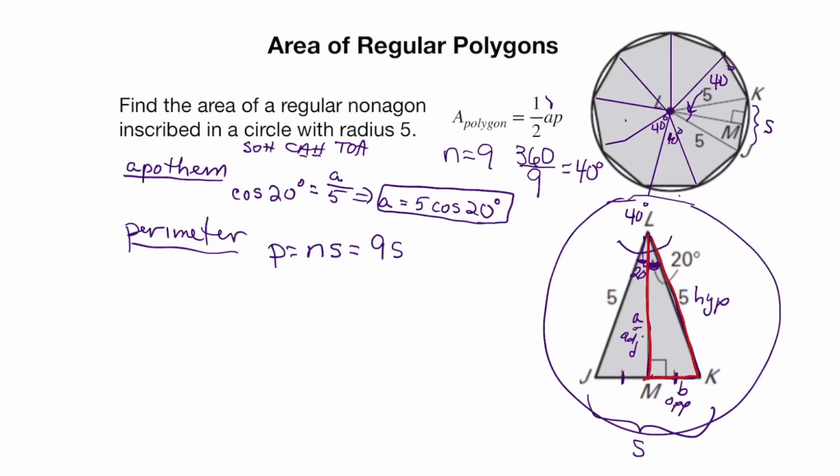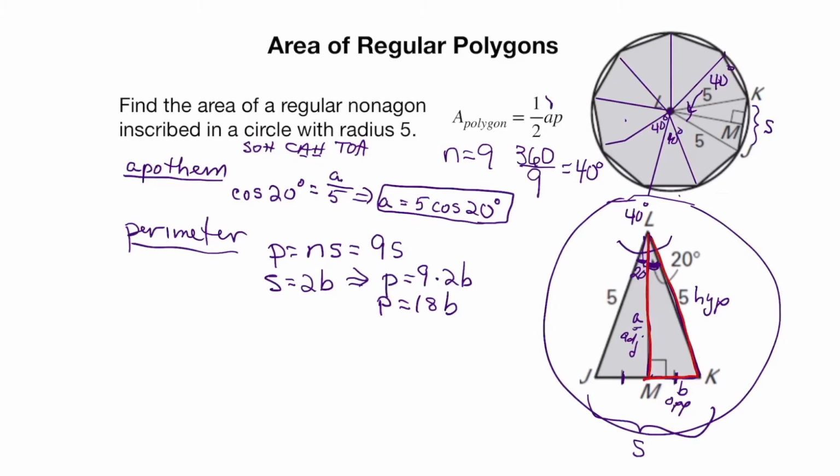I can find B, but how does B relate to S? Well, let's see, S is just 2 of those B's, right? So I can substitute here and say that means the perimeter is 9 times S, and S is 2 times the length of that small b, which is 18b. That's my perimeter. So if I can figure out b, I can find my perimeter. And I can figure out b because I can use trig again.